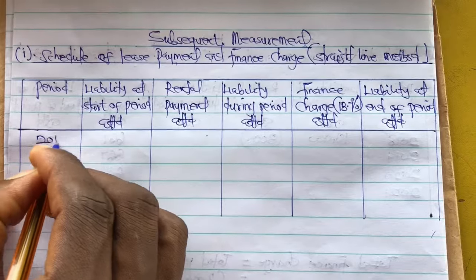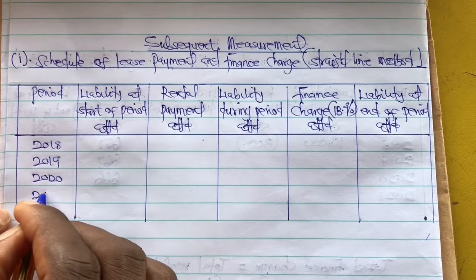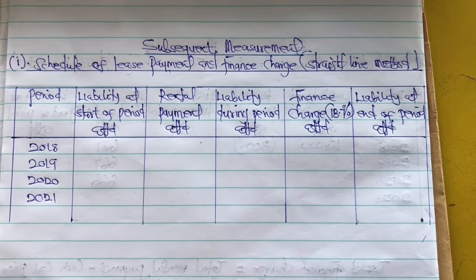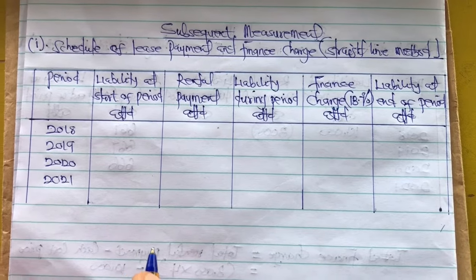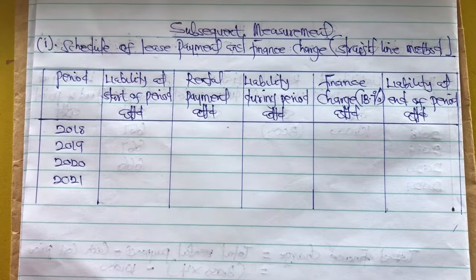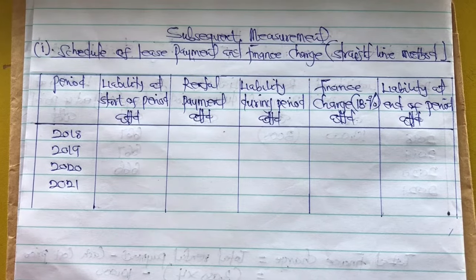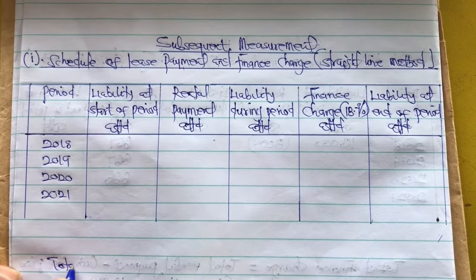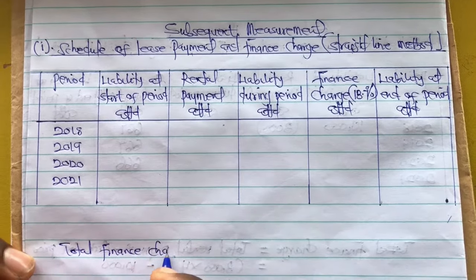So we have 2018, 2019, 2020, and 2021. Is that clear? 4 good years as the lease term. Now, because we are using the straight line method, we are going to spread the finance cost on a straight line basis. Okay, now we want to determine the finance charge. Before we do that, we need to find the total finance charge before we can spread it on a straight line basis. So we have total finance charge.